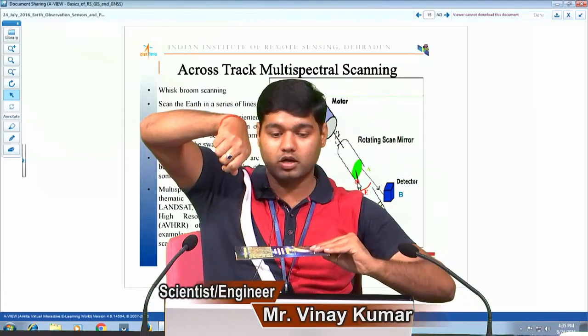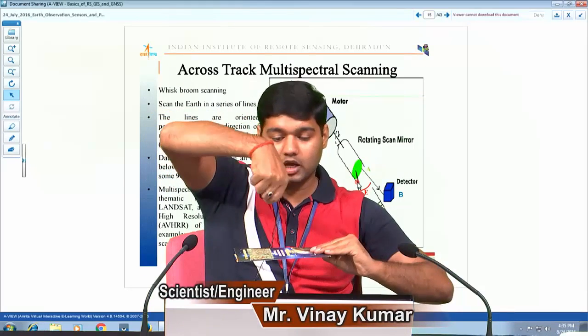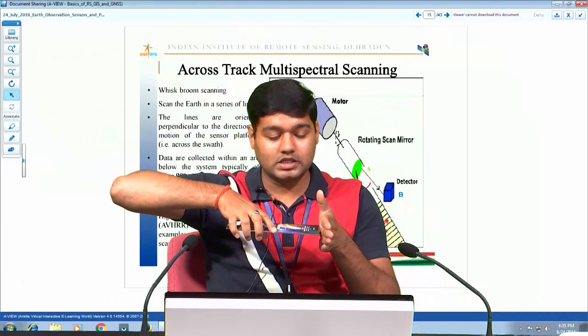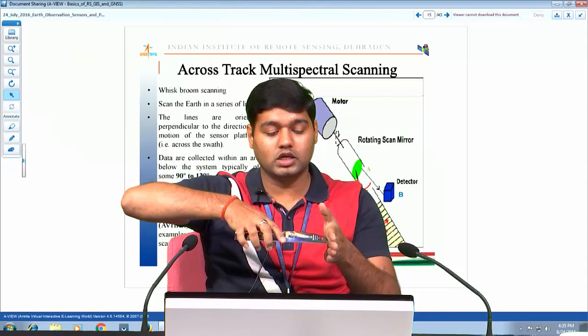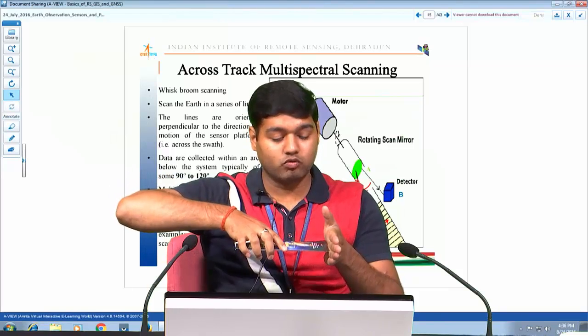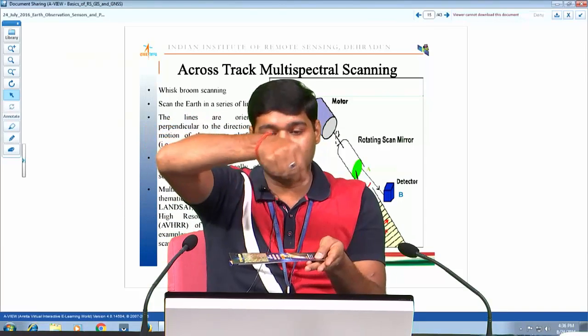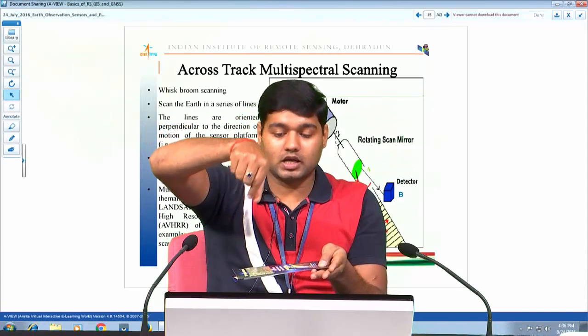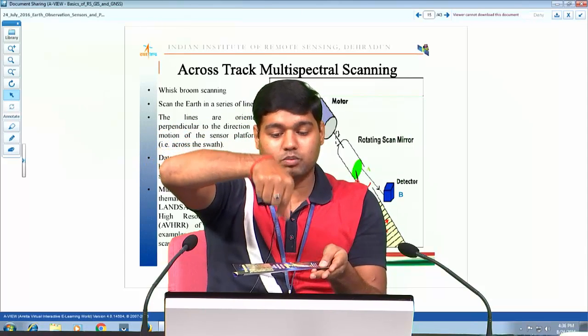So that's why it is called a whisk broom, because we are brooming across the track and moving in the forward direction. Because the satellite has velocity, it is moving continuously, and the sensor has to scan data like this. So it has a rotating scan mirror, and it is collecting data pixel by pixel.